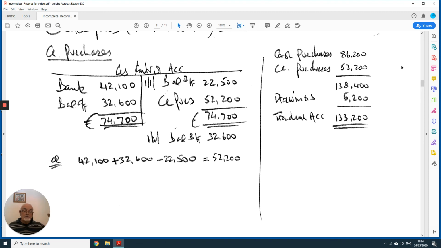Our total purchases are 138,400, but we're going to charge the owner with 5,200 of it for drawings, and we're going to charge the business with the 133,200 in the firm's trading account. So those are our purchases.